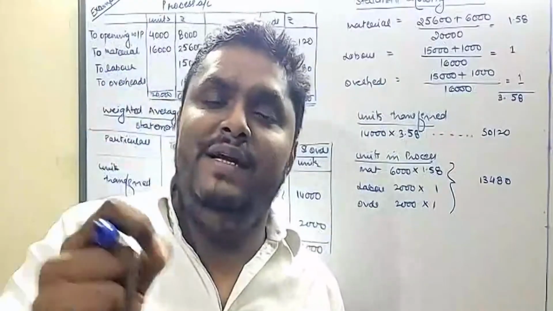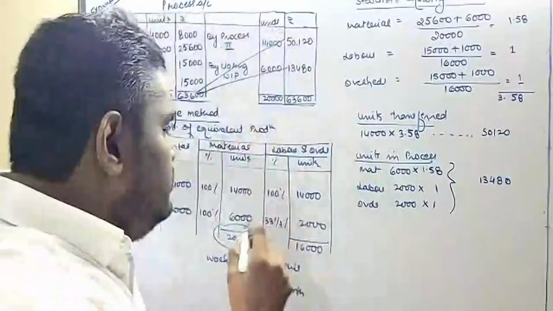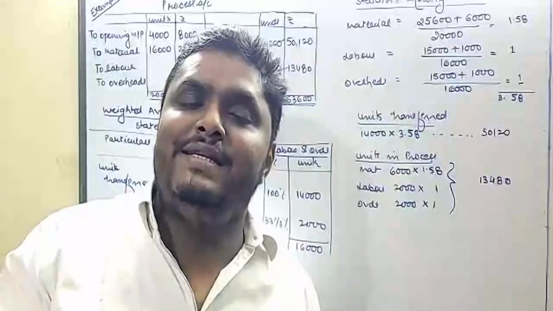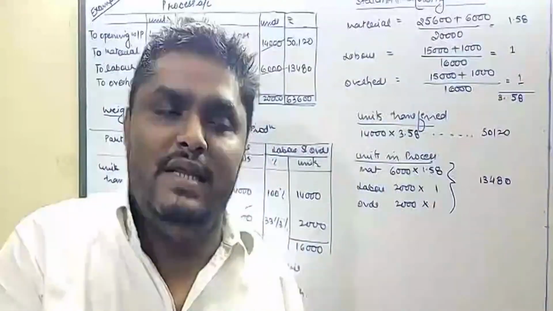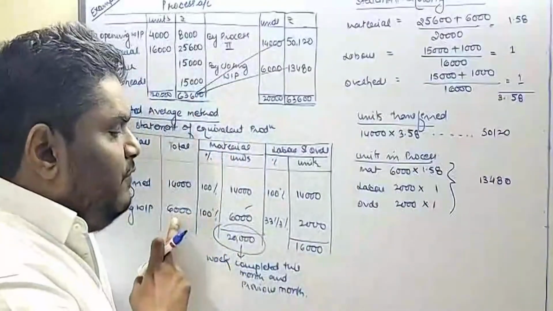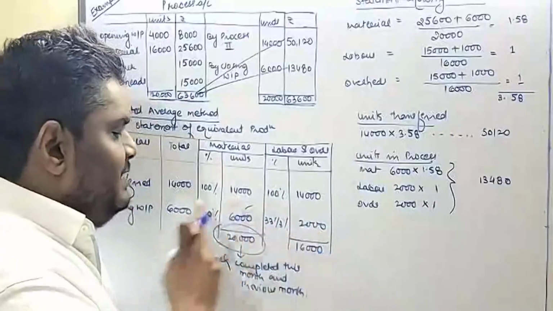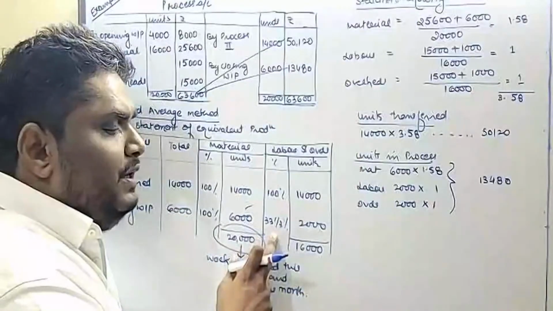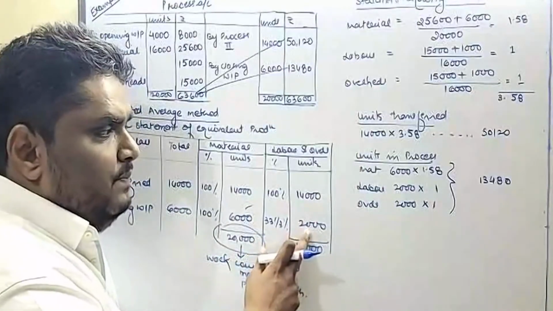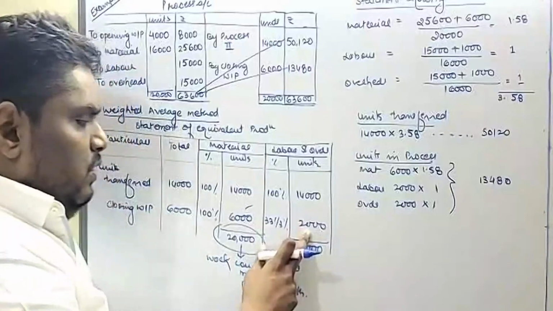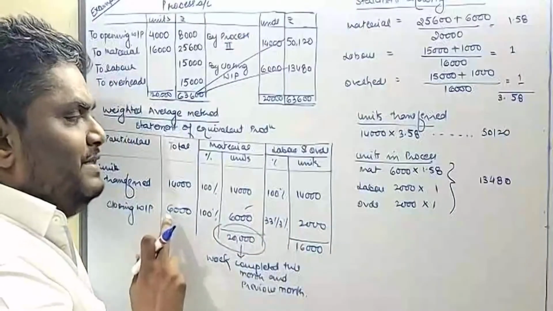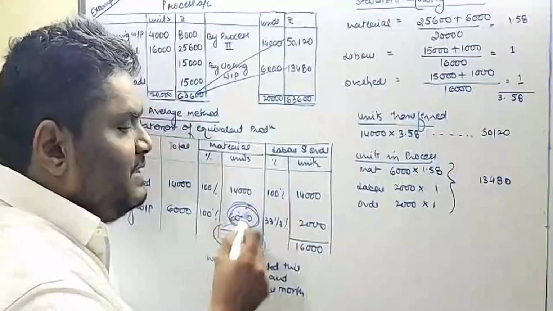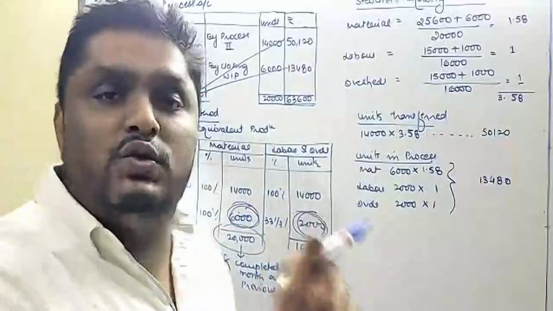As far as material is concerned, it is 100% introduced in the process and that is given in the question. As far as labor and overhead is concerned, only 33% work is done. It means the equivalent number of units will be how much? 2,000 units. That is 6,000 divided by 3, or 6,000 into 33.33%. That is 2,000. So the equivalent number of units for these 6,000 units that are closing work in progress in respect of material is 6,000. In respect of labor and overhead, it is 2,000.